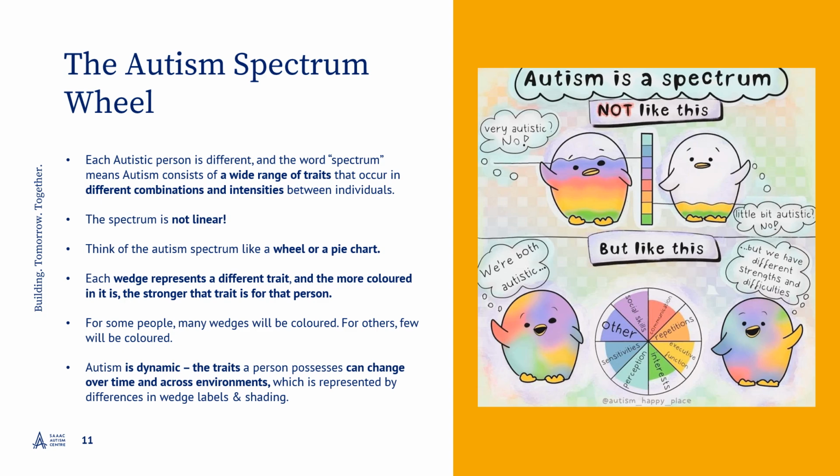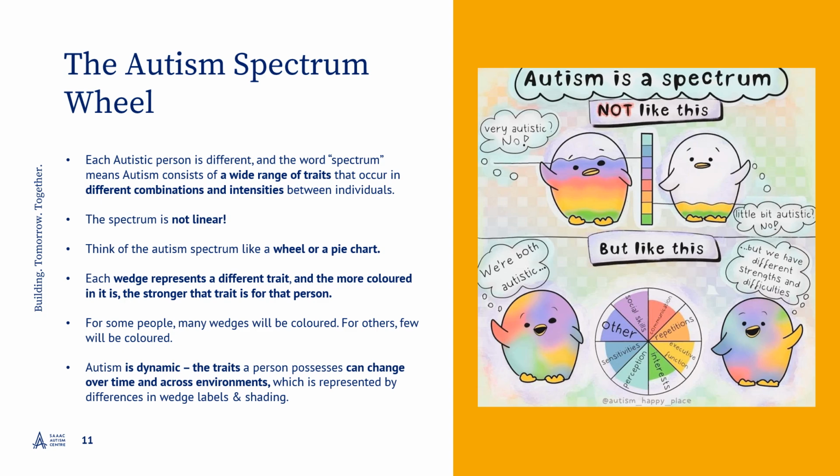So, think of the spectrum like a wheel or a pie chart. Each wedge represents a different trait, and the more colored in the trait is, the stronger the trait is for that person. For some people, many traits will be colored in, while for others, few will be colored.